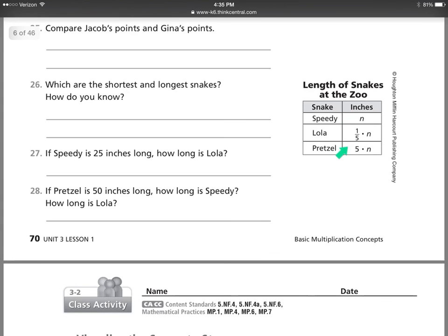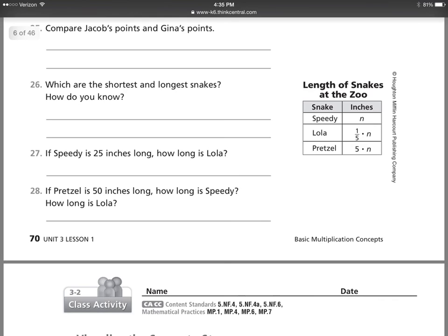Pretzel here, on the other hand, is going to take Speedy's actual length and multiply it times 5 because Pretzel is 5 times as long as Speedy. Now I would like you to pause the video and put these snakes in order from shortest to longest on number 26. I'm going to do number 27 with you to show you how to do it.